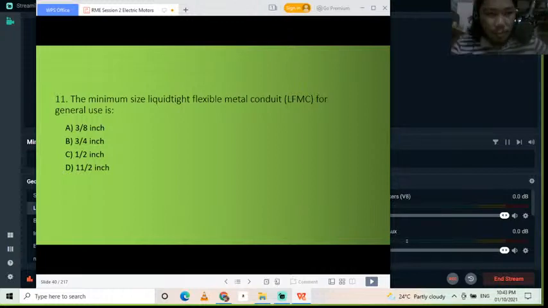Correct answer is 1/2 inch. The minimum size liquid tight flexible metal conduit, LFMC, for general use is 1/2 inch. Pero kung mapapansin nyo kanina do sa previous question natin, meron tayong nabanggit na 3/8 inch dun eh. Yung pinakamaliit. So, nasa exception naman yun. So, ito naman, 1/2 inch. For general use naman yan.